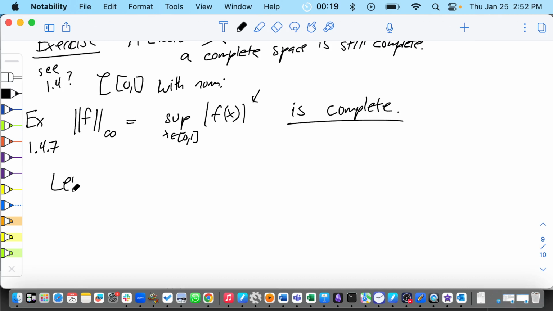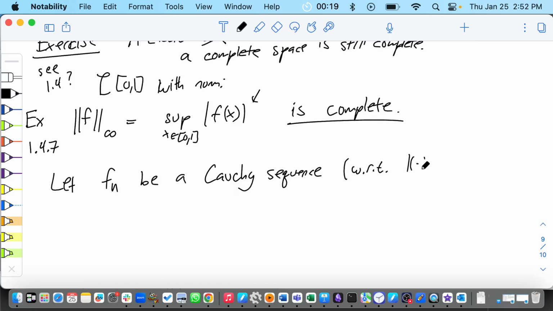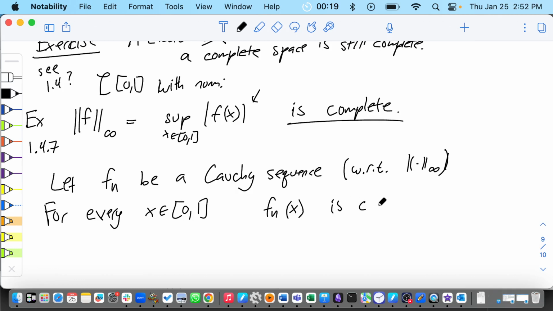So let f_n be a Cauchy sequence, Cauchy with respect to the infinity norm. So the functions get close together if you measure them in the infinity norm. And this is the nice thing about the uniform norm. If the functions are Cauchy with respect to the infinity norm, then for every x it's going to be Cauchy. So for every x in [0,1], if you look at the sequence f_n of x, I claim this is Cauchy in R.